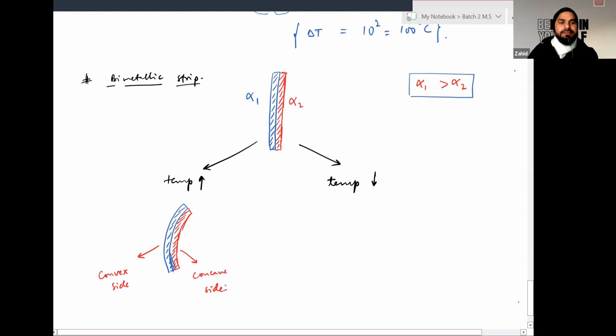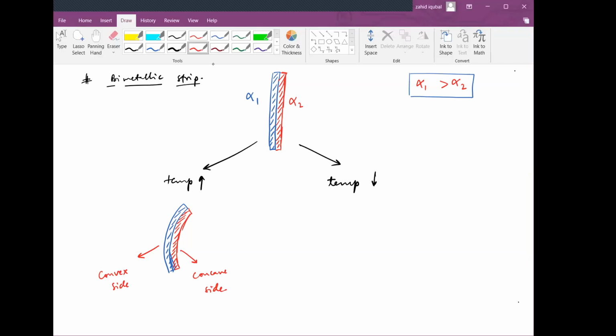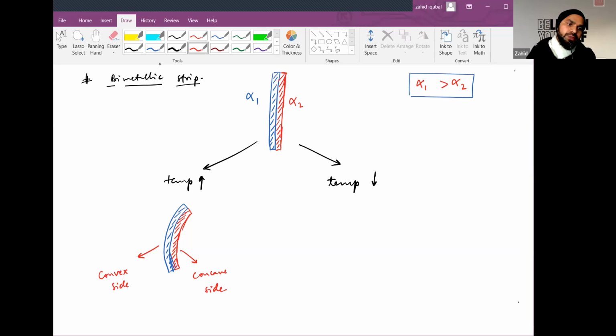Is it clear? Yes. So you'll say the body having more coefficient of linear expansion will move outward, towards the convex side, and the body having lesser coefficient of linear expansion will be towards the concave side.